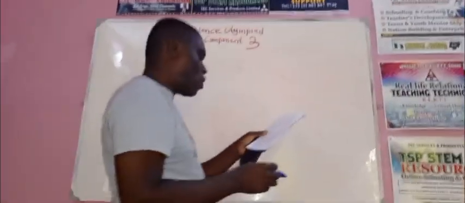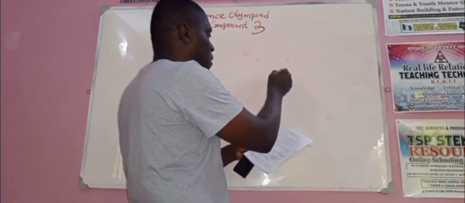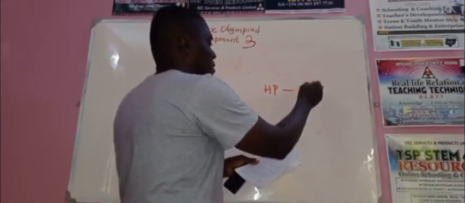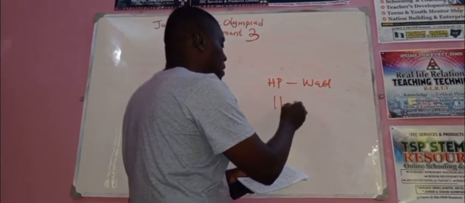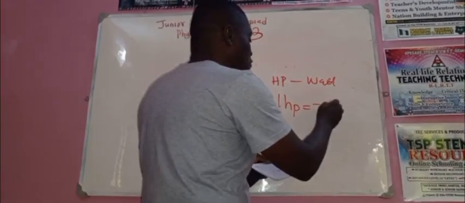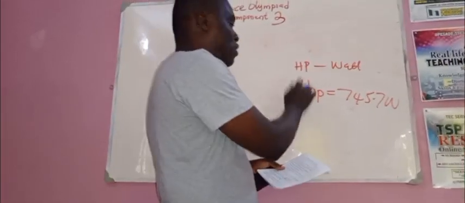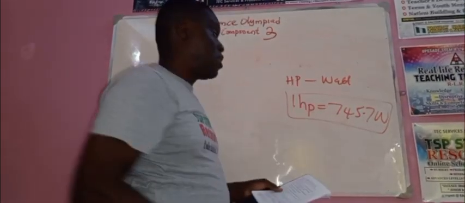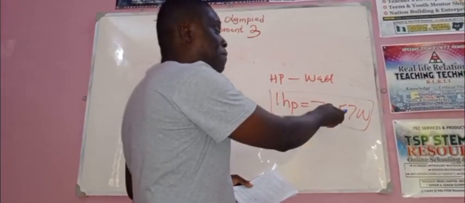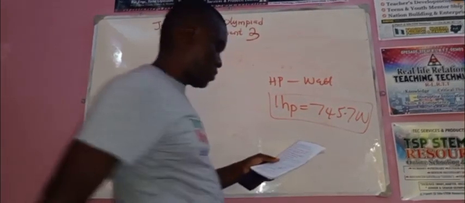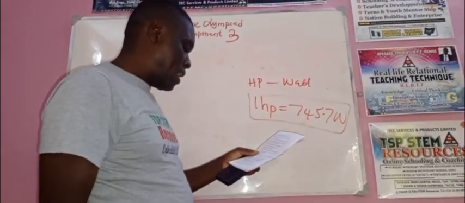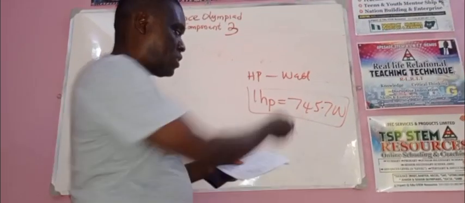Now, look at this question. It says convert 1 horsepower to watts. Convert 1 horsepower, HP, to watts. They expected you to know that 1 horsepower is equal to 745.7 watts. Take note of that. You have to know this. You have to put this in your memory. So the option here is 1 horsepower, that is the answer.